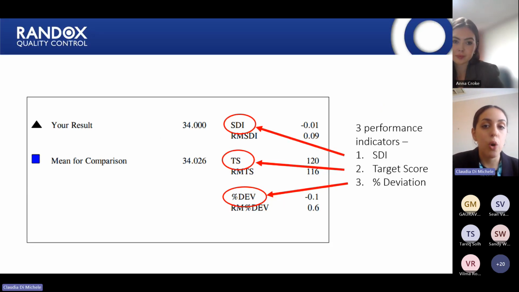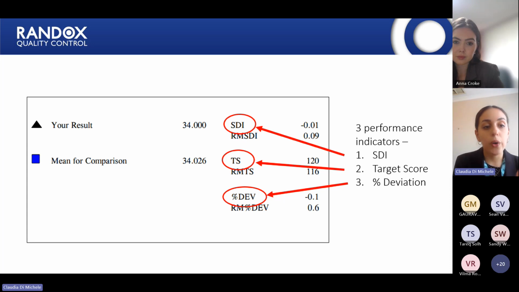The section below in your RIQAS report will show you a summary of your results for this sample. Previously we only had peer group results, but here it will show your result denoted next to this little black triangle. And then below your result, it'll show the mean for comparison.